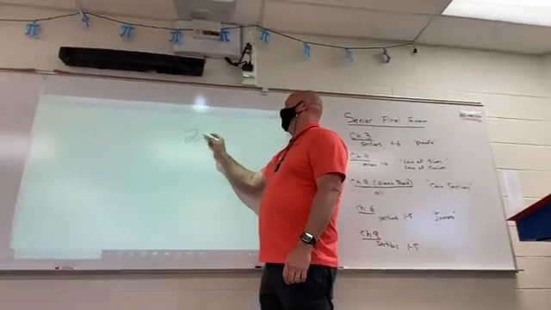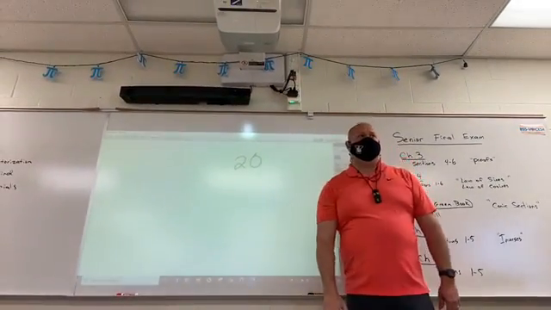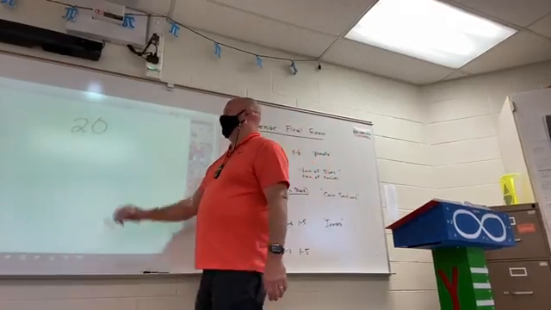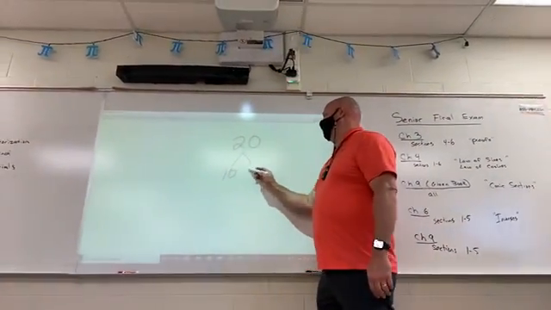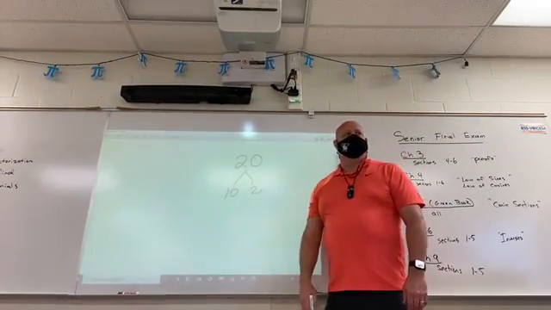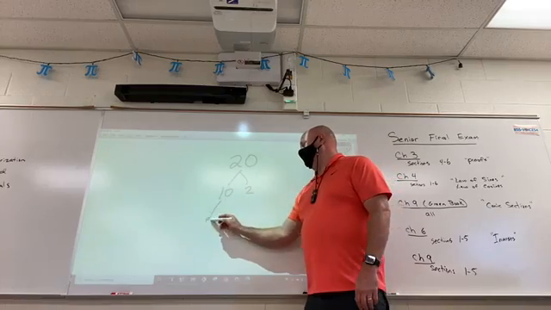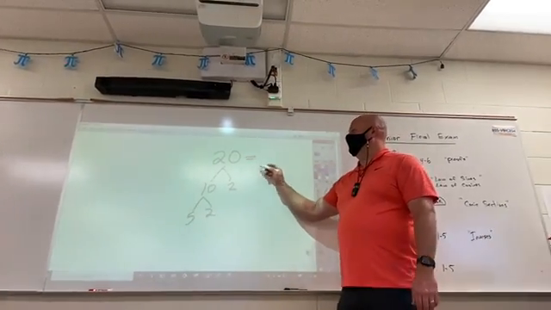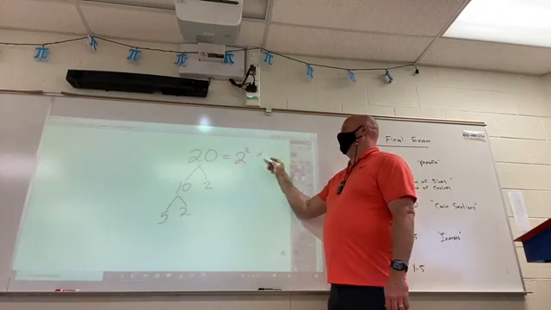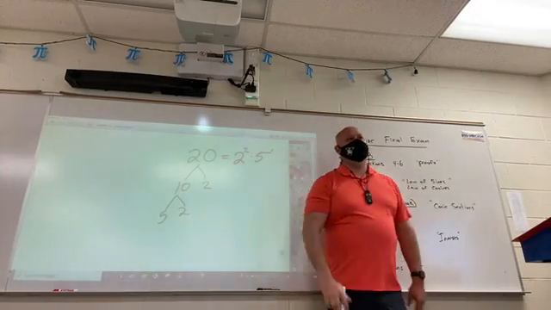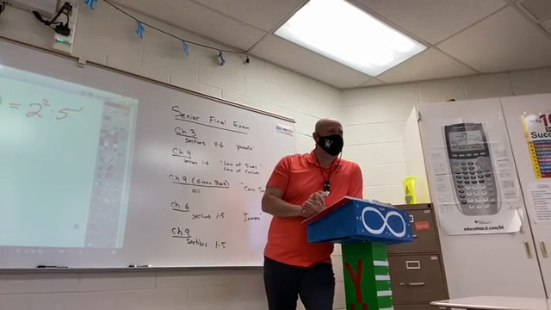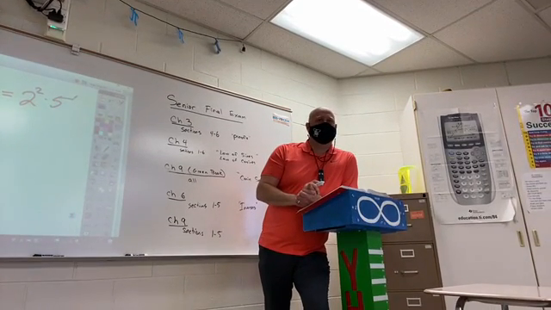Number 2 is just break down that 20. What are 2 numbers that multiply together to get 20? 10 and 2. Am I done? 5 and 2. Am I done? So what's the answer? 2 squared times 5. Done. Is that first section pretty easy? Prime factorization?